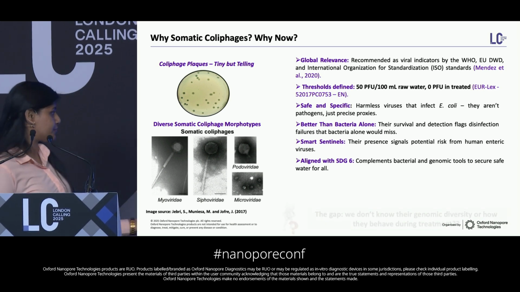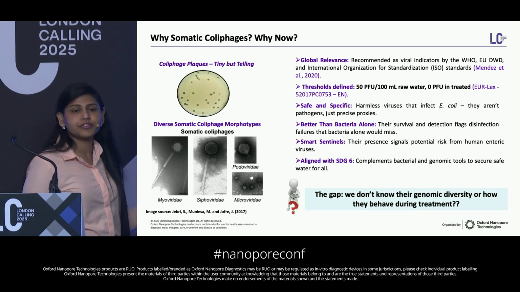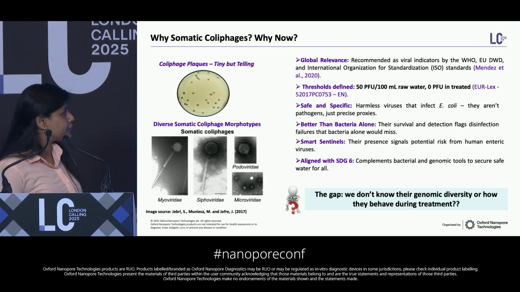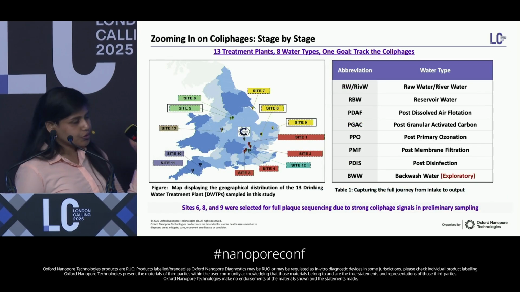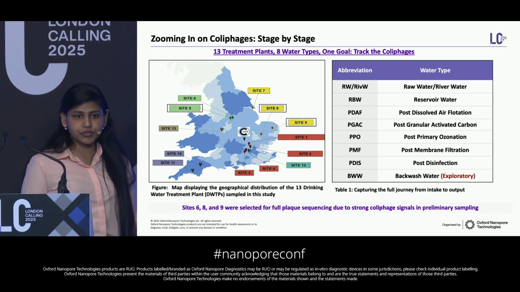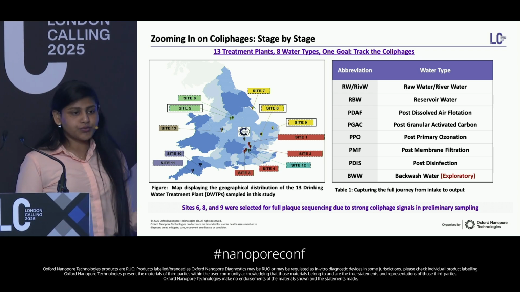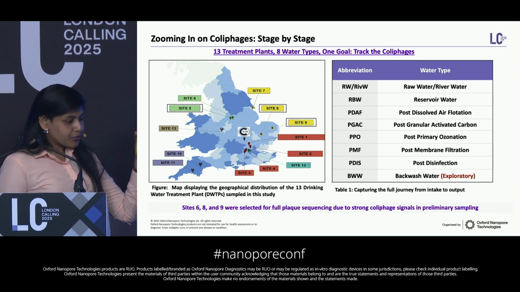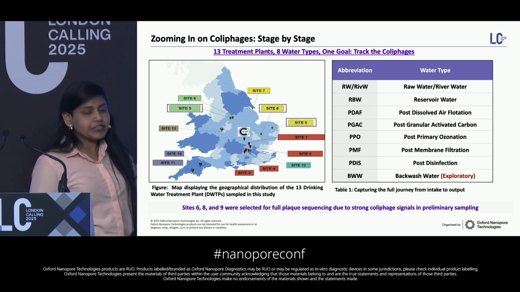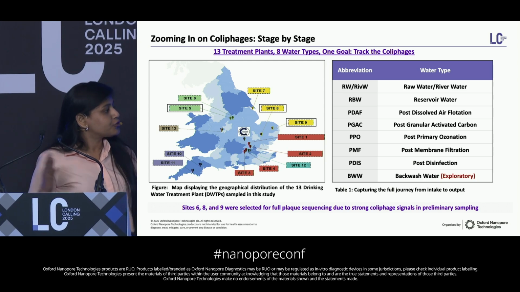So the gap is that we don't know the diversity of the somatic coliphages because they have been newly introduced. How they behave during treatment is what we are seeing. To answer that question, we focused on 13 different drinking water treatment plants in the UK, and we sampled the source water, the raw water which enters the drinking water treatment plant, the reservoir water, the different interstages, whichever drinking water treatments are being used, and up to the final water.